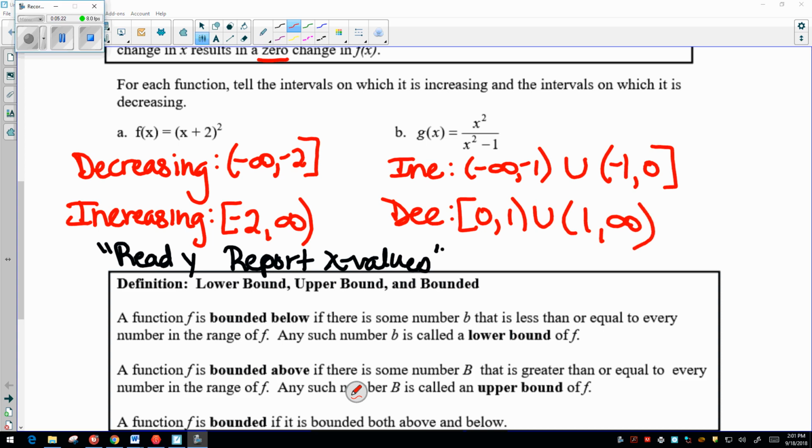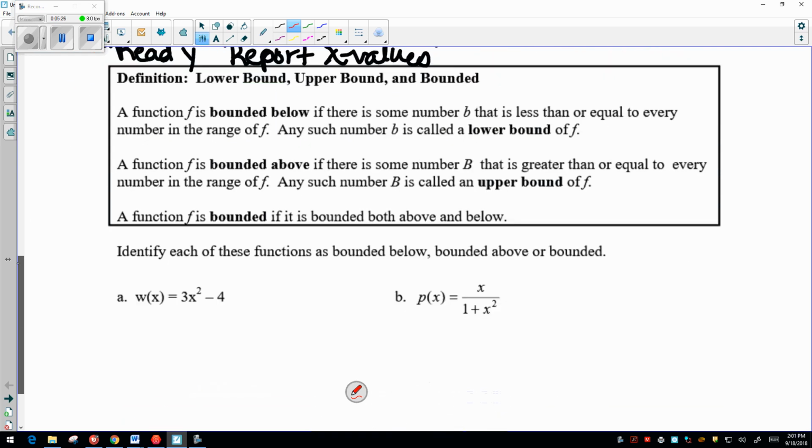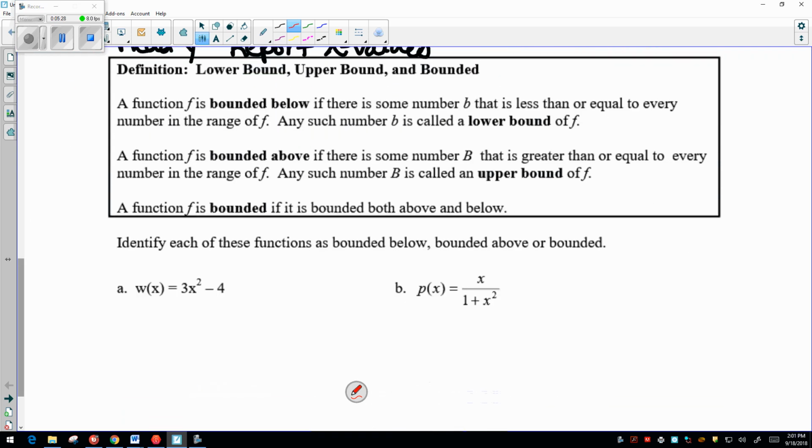Okay, and so now we're going to move on to the concept of being bounded. Lower bound, upper bound, and bounded, which basically is saying it's both bounded above and below. And when we're thinking of above and below, again, we're looking at the y-axis. I want to see if my graph has a bottom that it's not going to go beyond or a top that it's not going to go beyond.